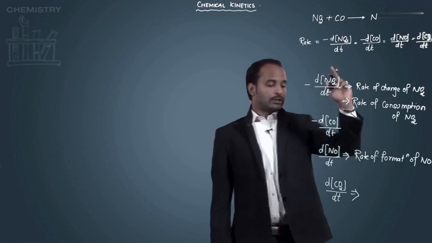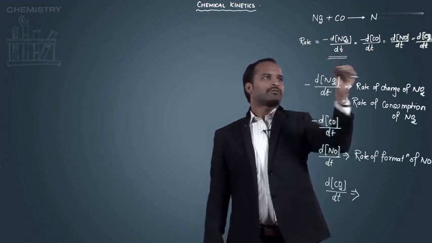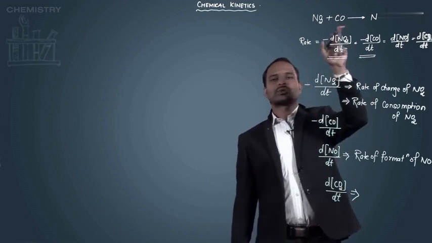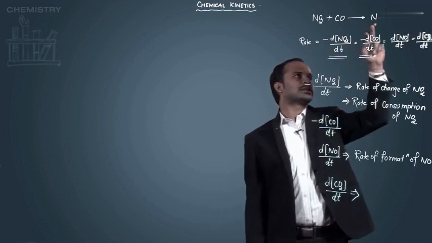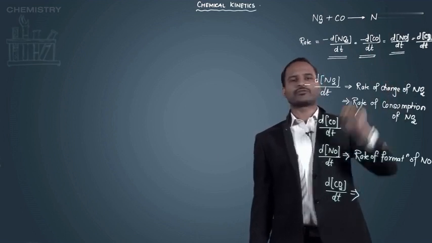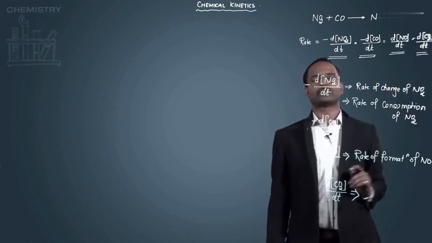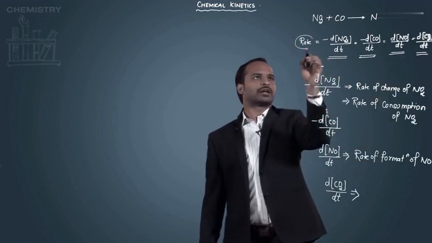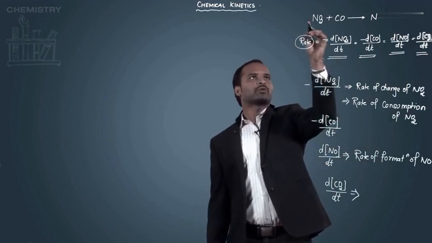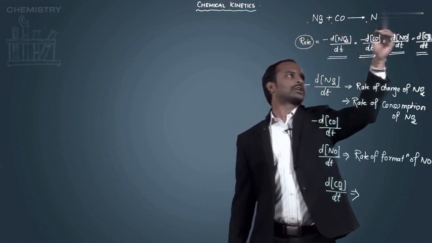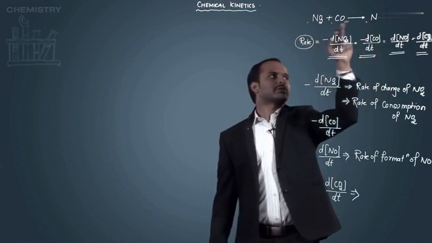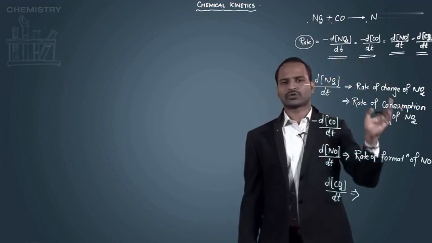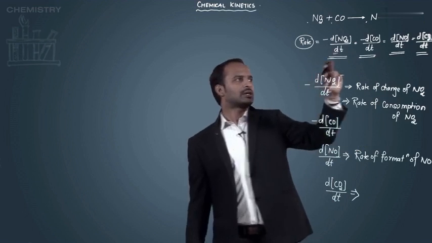So here this tells us about the rate of consumption of NO2. This is the rate of consumption of carbon monoxide, as these two are consumed since they are reactants, and these two are forming. So this tells us about the rate of formation of NO, and this tells us about the rate of formation of carbon dioxide. And all these are equal to the rate of reaction. If you observe here, the coefficients of all the components are 1. And since all have the same coefficient, the rates of all the things are the same.